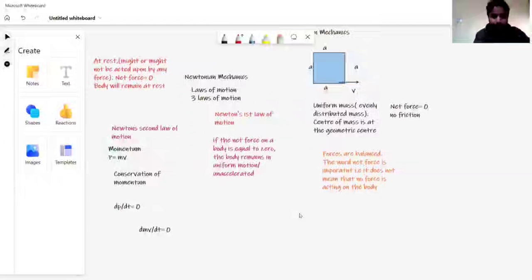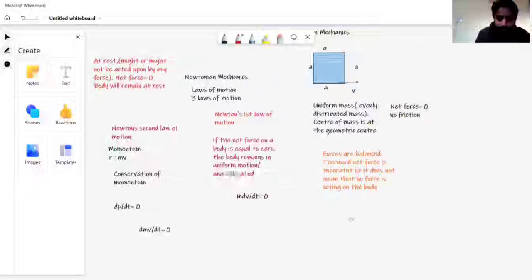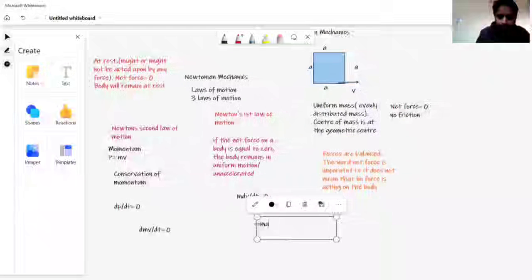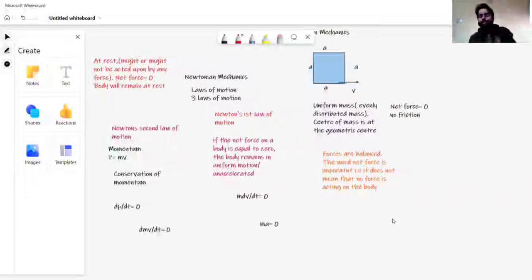If the mass is constant, you can take the mass out. If the mass is constant, you can write m dv by dt is equal to 0. What is dv by dt? Acceleration, the change in velocity. So what can you write from this? m a is equal to 0. This is what you are taught, but this is just a special case.